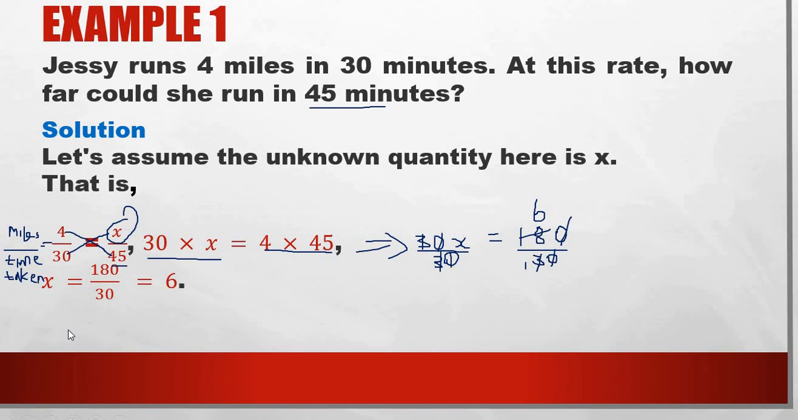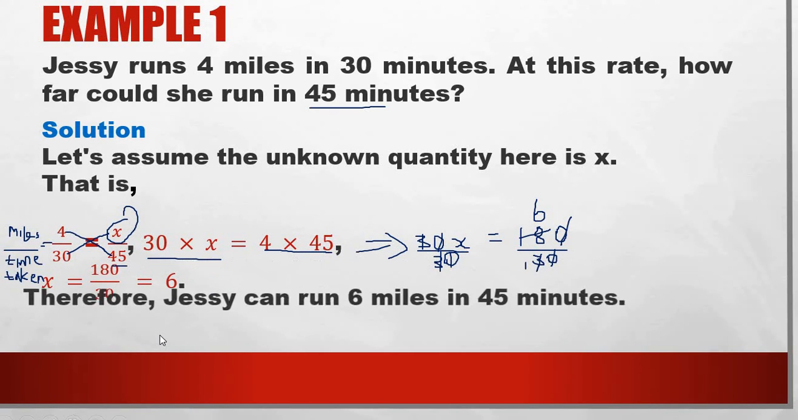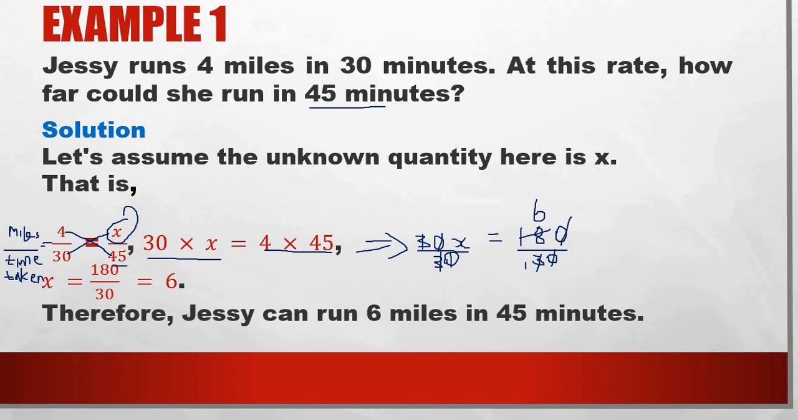Okay, so I'm having it 6. So she can run 6 miles in 45 minutes. So that is it. Okay, so the more speed, the more miles covered. Okay, so we have this.